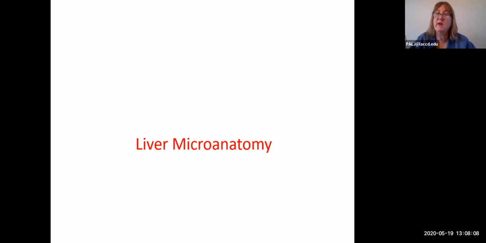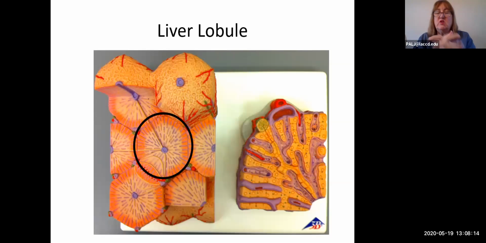In this section, we are going to be learning about the microanatomy of the liver. The functional and structural unit of the liver is called a liver lobule. There are thousands of liver lobules in any liver. And when you look at the liver lobule, it generally has a hexagonal shape, sort of like a stop sign.